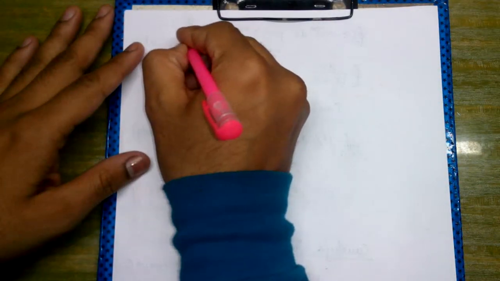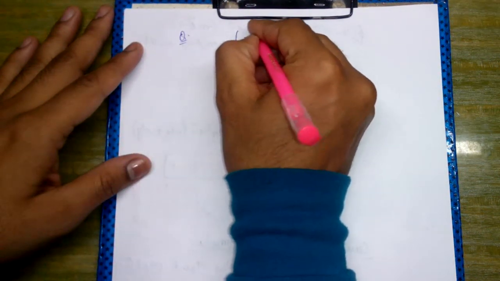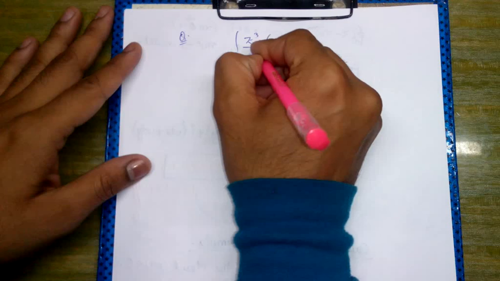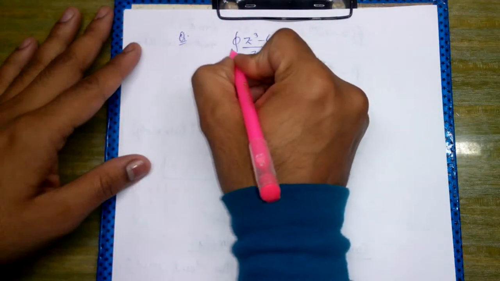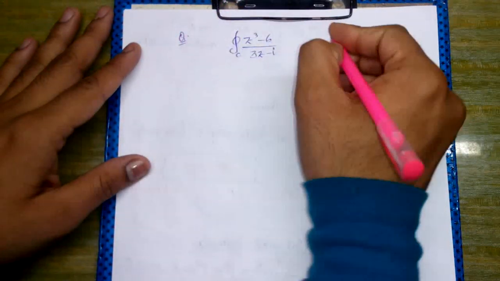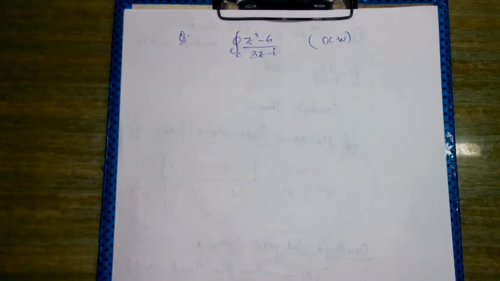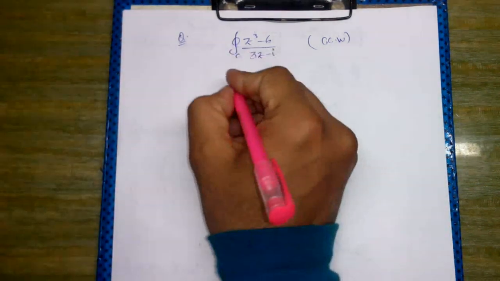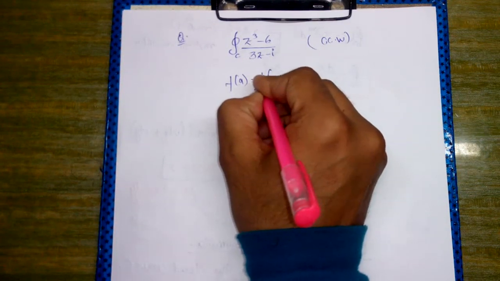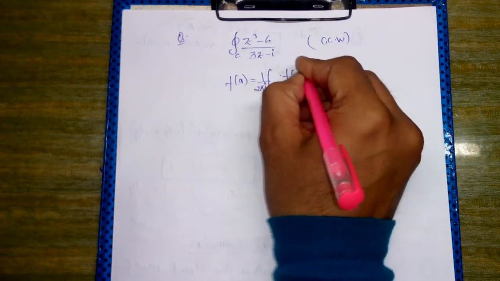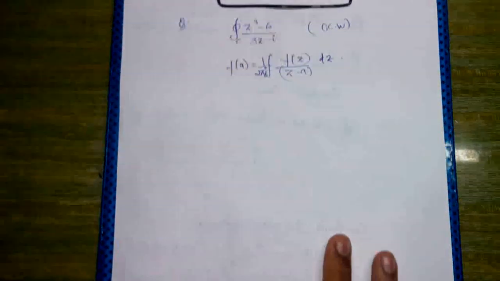In this question we have to use Cauchy's integral formula and find the value of the integral of z cube minus 6 upon 3z minus i, taken around a closed curve C in the counterclockwise direction. Now if we compare it to the standard Cauchy integral formula, we know that f of a is equal to 1 upon 2 pi i integral f of z upon z minus a dz.